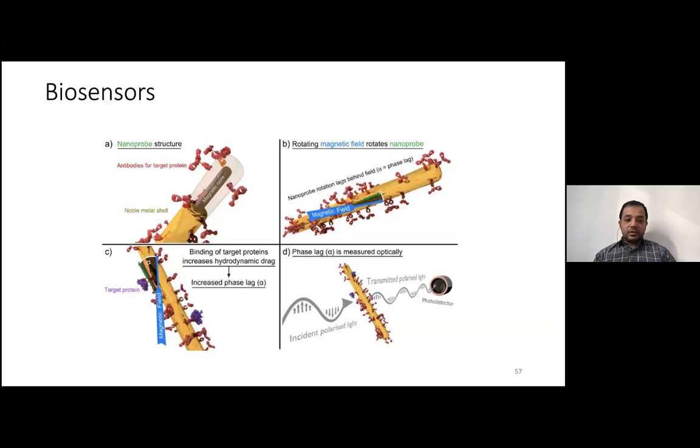Biosensors: magnetic nanoparticles are used in biosensors a lot. Here in A, you see a nanoprobe structure with a magnetic core and some sort of shell, with ligands on top. The way it situates itself in a liquid is specific, and then if it attaches to something, the angle that it's situated in the liquid changes, and you can have a detector to detect that.